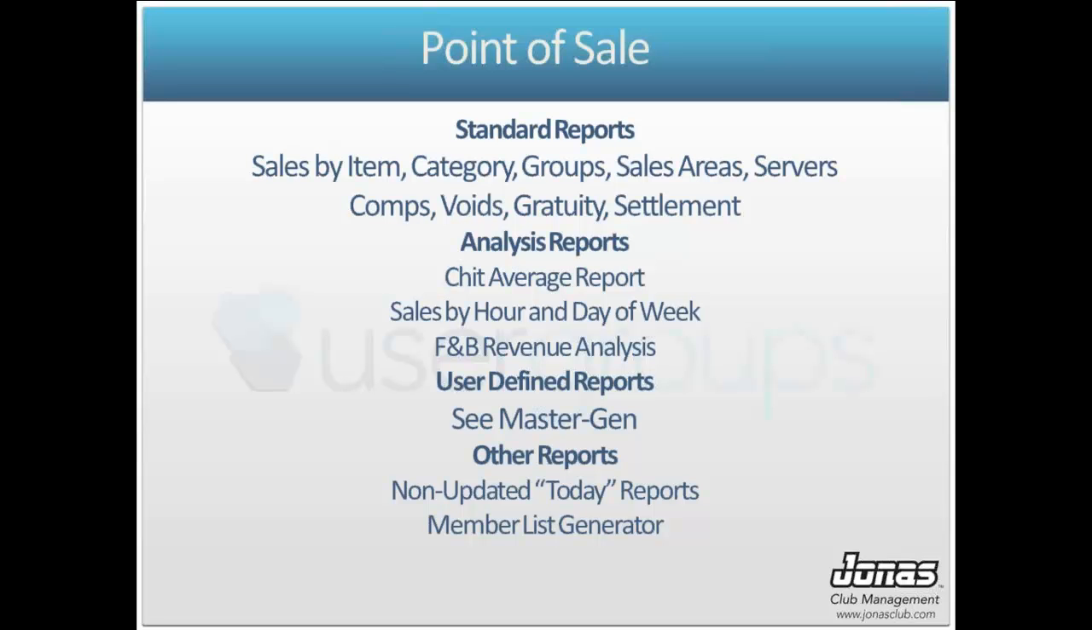Master Generator allows you to pull reports and include information from not only the general ledger, but also point of sale and Timekeeper. And then there are other reports in point of sale, such as your non-updated check list and a member list generator, which is used more for the Clubhouse Online side and the email capabilities of that.